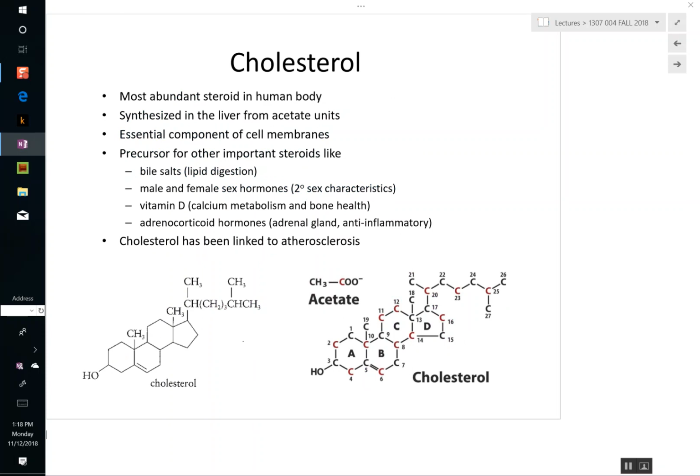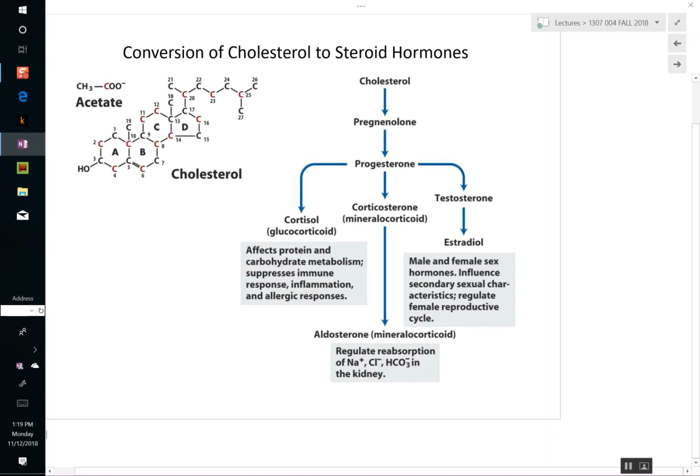All right, so cholesterol. You can see the steroid nucleus here with things coming off of that nucleus. Cholesterol is a steroid, and a very important steroid. You'll see, let's see here on the next slide, I think. Yeah, notice cholesterol here.